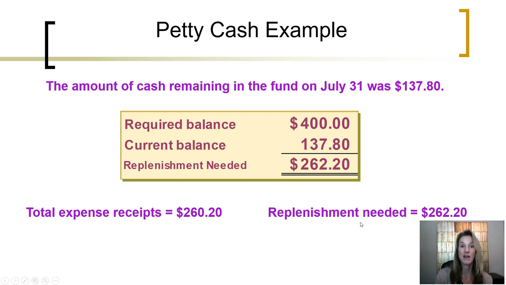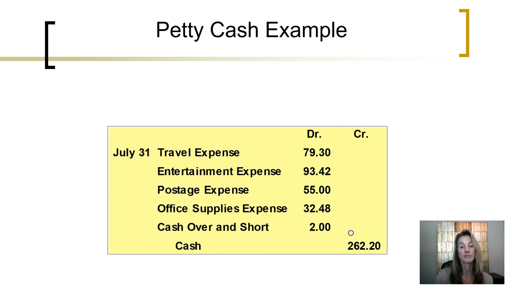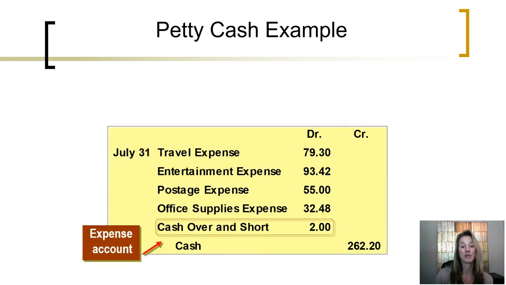There's a difference there, and that's not all that uncommon. There could be a human error in counting, or the exact change wasn't available, so there's a small difference here of $2. This is called being either short or over. So when we do the replenishment, the first thing we need to put into our entry is the amount of cash that we're pulling out to replenish the fund. We need cash of $262.20. So that's coming out of the main cash account.